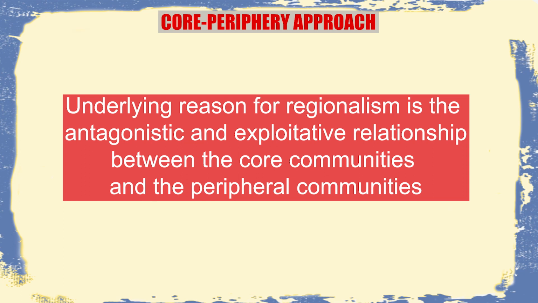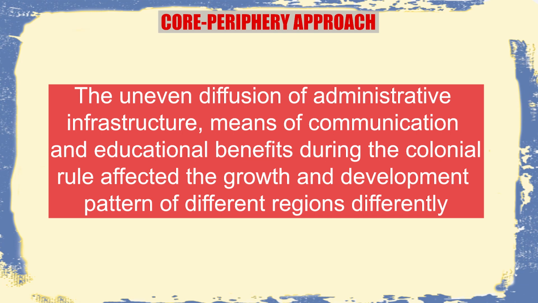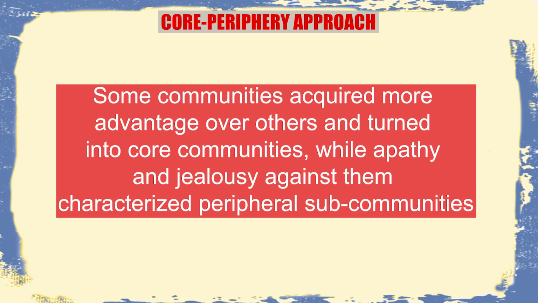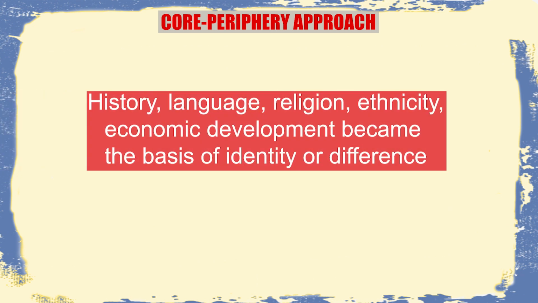The underlying reason for regionalism is the antagonistic and exploitative relationship between the core communities and the peripheral communities. The uneven diffusion of administrative infrastructure, means of communication, educational benefits during the colonial rule affected the growth and development patterns of different regions in the country. Some communities acquired more advantages than others and turned into core communities, while apathy and jealousy against them characterized peripheral sub-communities. History, language, culture, tribe, ethnicity, economic development became the basis of identity assertion or differences between the core advantageous community and the peripheral disadvantaged community.